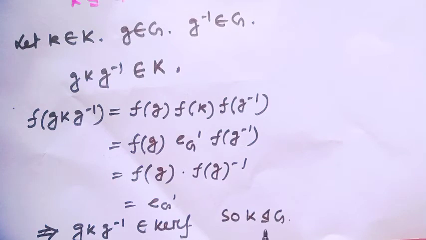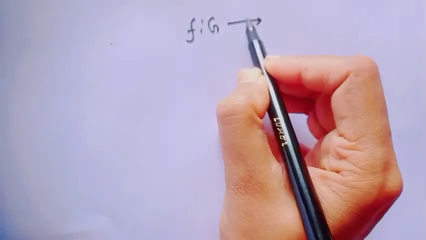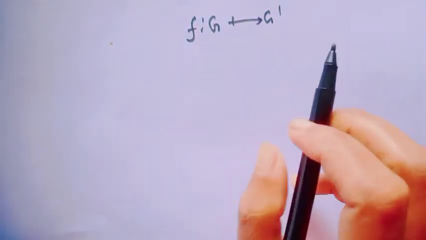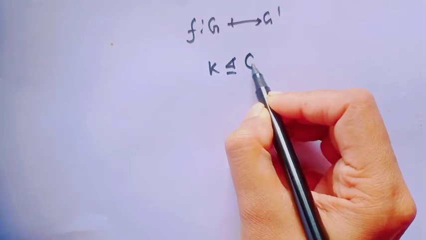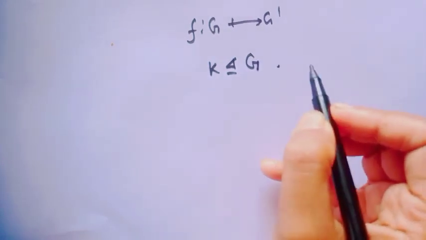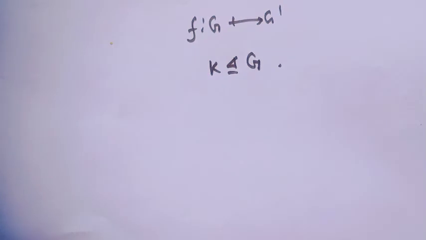So K is closed under conjugation by capital G. So K is a normal subgroup of G. So the kernel of any homomorphism out of G is always a normal subgroup. So if you want to find a normal subgroup of G, what will you do? Construct a homomorphism f from G to G dash, and by taking the kernel, that would be a normal subgroup of G. Are you getting? And this is the easiest method.